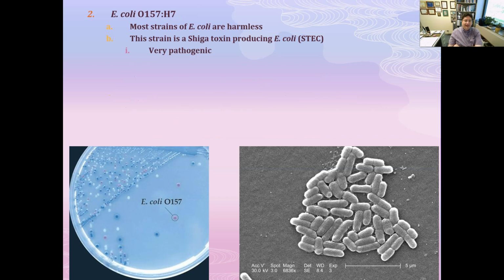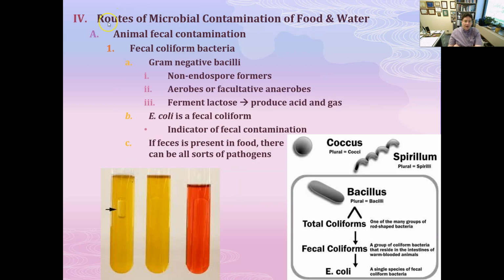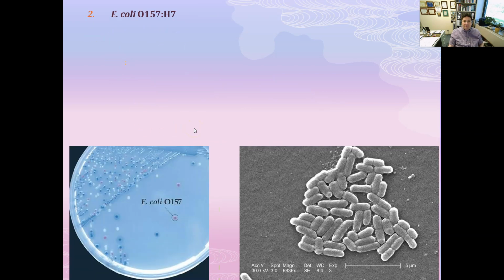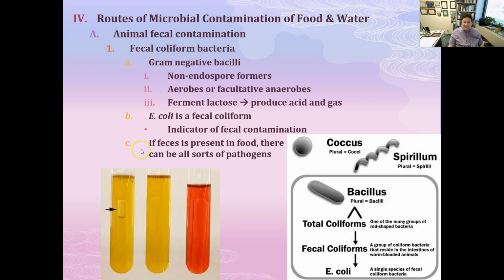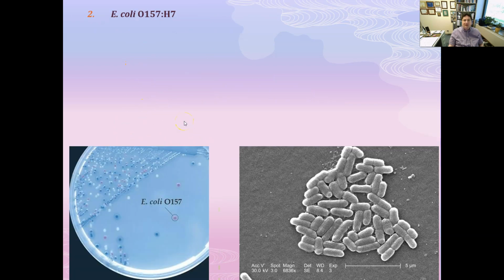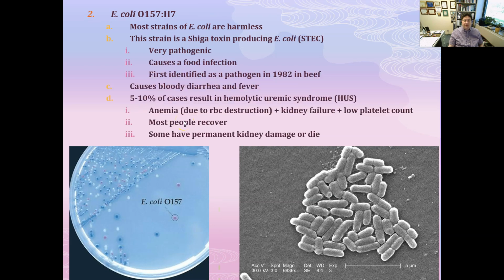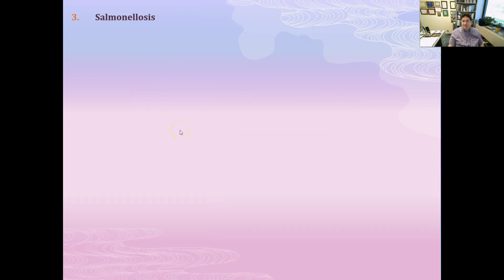Another one here. Now remember, if we go back this way, everyone, we're looking at routes of microbial contamination of food and water. Animal or human fecal contamination, okay, is one. And then we looked at E. coli here as an example. Now, another one is salmonellosis, salmonella poisoning. Now, salmonellosis is the most common food infection, not foodborne disease overall, infection, not intoxication, food infection.